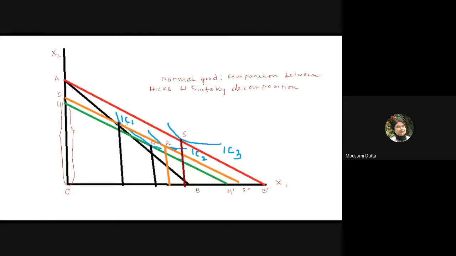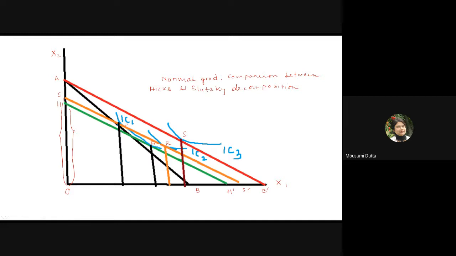Would you please repeat? I was asking, you told they are moving to the highest indifference curve, like IC3, combining Hicks and Slutsky. No, I'm talking about IC2. This one. With Hicks, we are along IC1. With Slutsky, the consumer is moving to a higher indifference curve, IC2. IC3 is relevant when I am talking about the total effect of the relative price change.